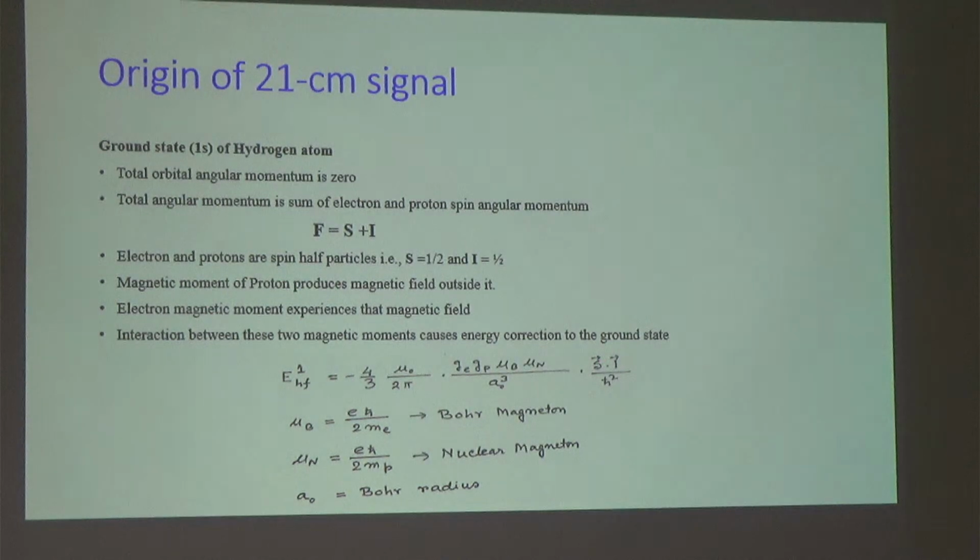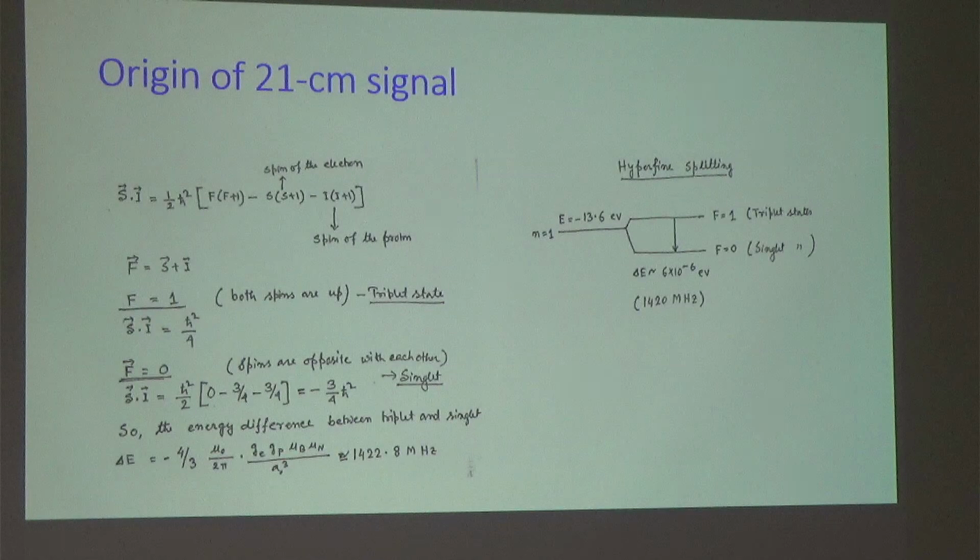Now, S dot I, that is the spin of the electron and the spin of the proton, can be written in terms of the F squared operator minus the S squared operator minus the I squared operator, and these are the eigenvalues of those operators.